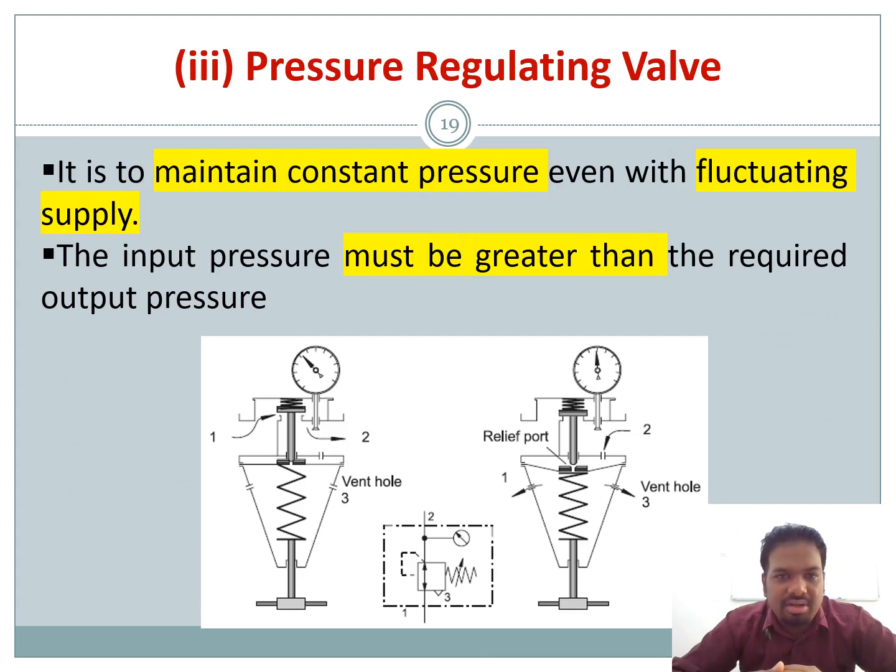And we have a third one. We call it a pressure regulating valve. This is to maintain constant pressure even with a fluctuating supply. It is somewhat similar to the first type, but this is practically for a fluctuating supply. We have seen pulsating flow in the previous video. When you have a pulsating flow, the pressure regulating valve will maintain the constant pressure in the system. So it's more for a safety purpose.